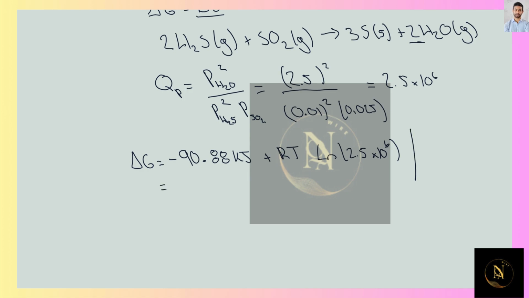The value for the temperature is 175 degrees Celsius. So we need to convert that into Kelvin. To get Kelvin, we simply need to add 273.15 to that value. So in Kelvin, the temperature is going to be 448.15 Kelvin.